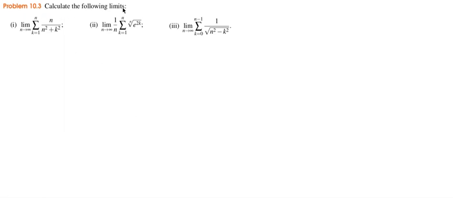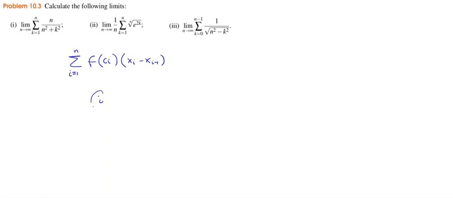Problem 10.3. Calculate the following limits. Okay, so in this case, it's just an application of the Riemann sums. Remember that this is what we have to write: the sum of the value of a function f at some point c, times x_i minus x_{i-1}, from i equals 1 to n.